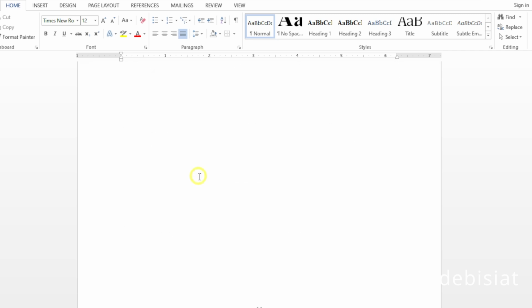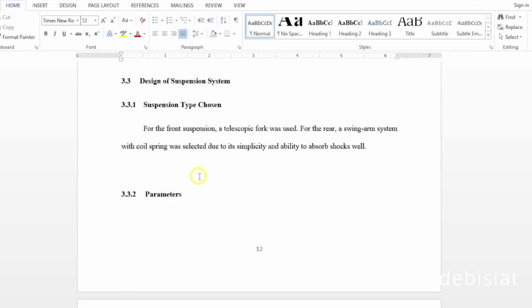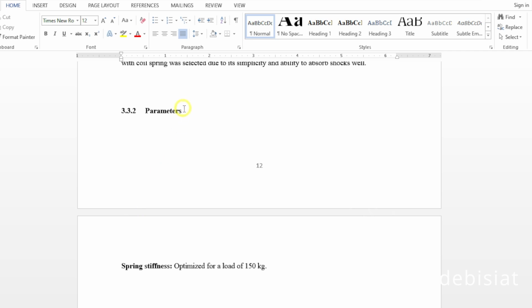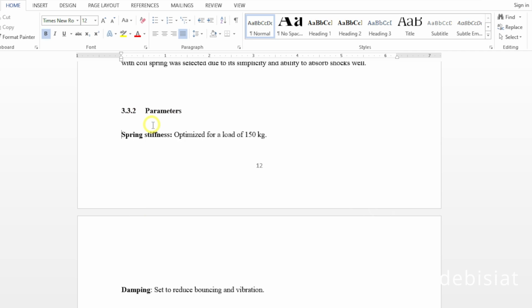So telescopic fork for the front, and for the rear is swing arm. The swing arm system must also have been discussed there, with the advantages and disadvantages with proper reference. So, suspension system parameters. This is very shallow.